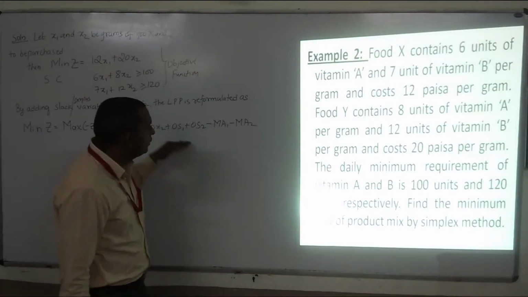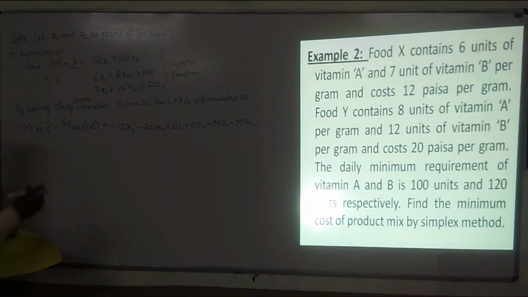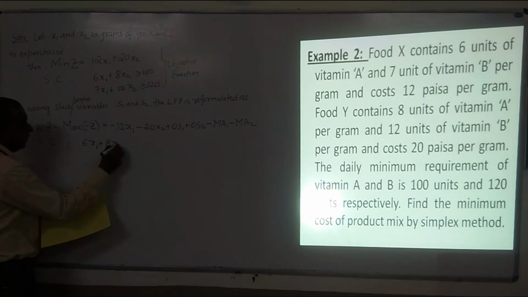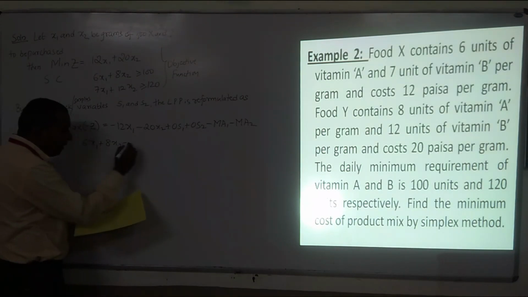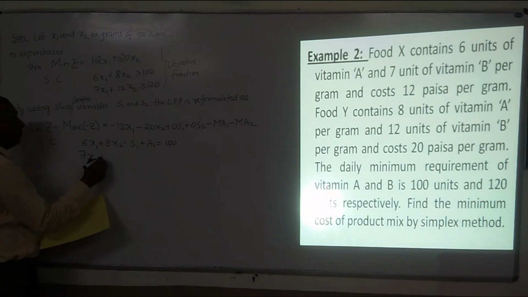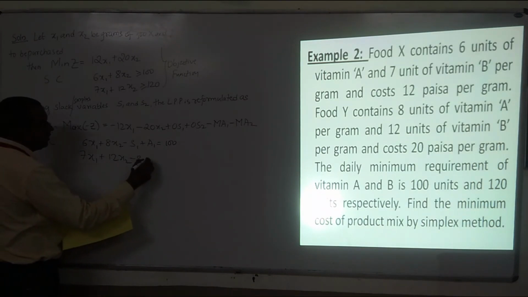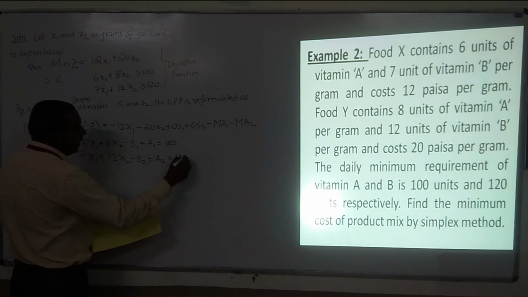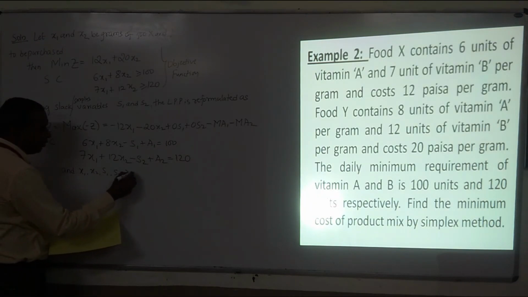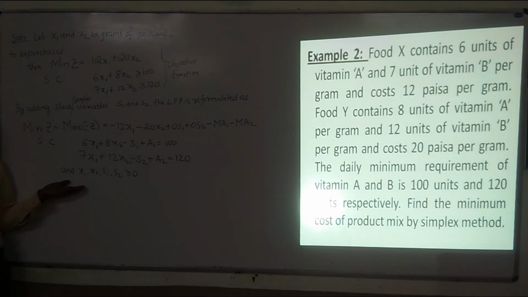So minus M a2. This is our objective function in standard form, subject to the constraints 6 x1 plus 8 x2 minus s1 plus a1 is equal to 100, and 7 x1 plus 12 x2 minus s2 plus a2 is equal to 120, where x1, x2, s1, s2 are all greater than or equal to 0. Now this LPP is in standard form.